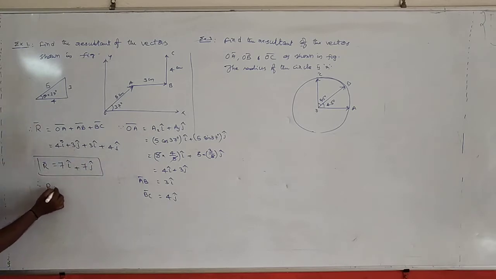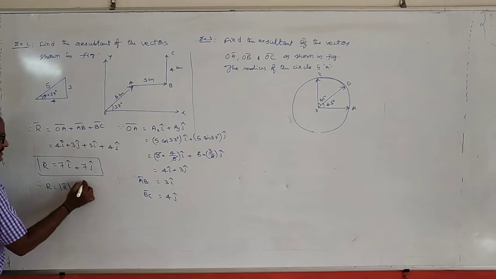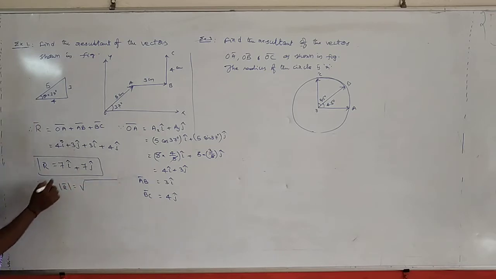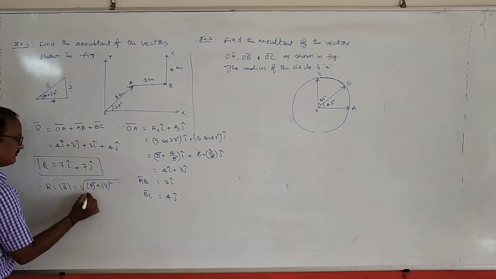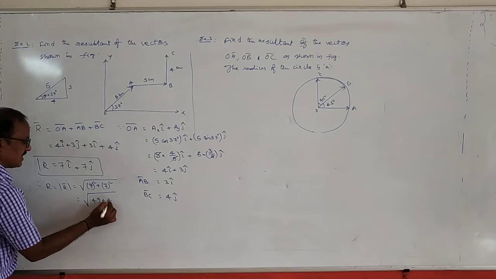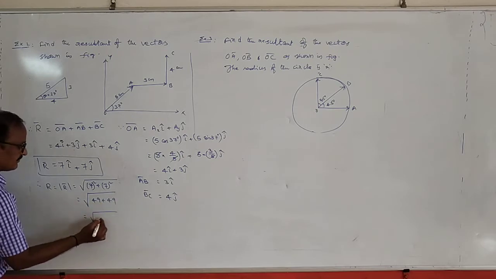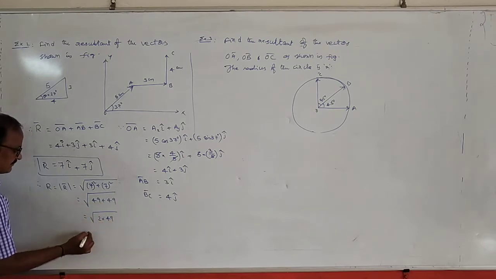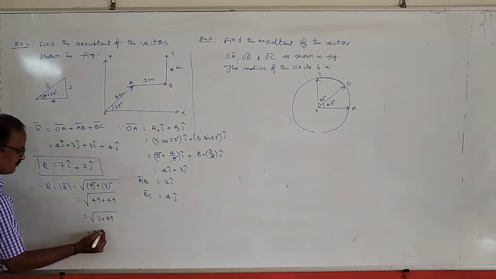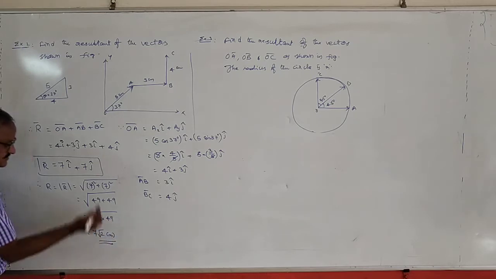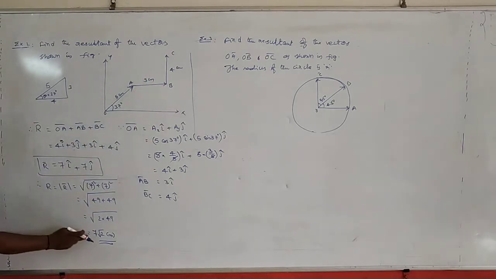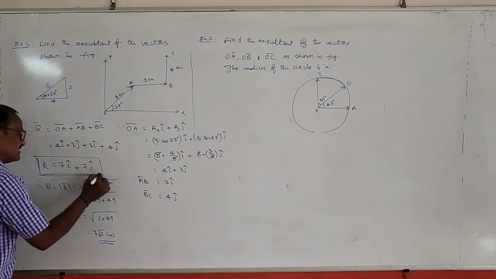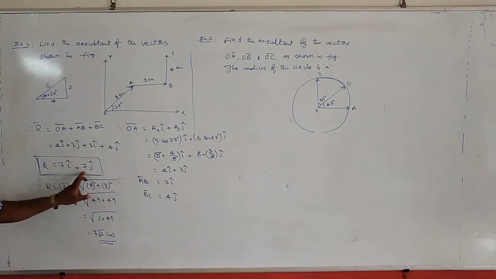The magnitude of the resultant is given by R equal to modulus of R bar, which is root of AX square plus AY square, means root of 7 square plus 7 square, root of 49 plus 49, or root of 2 into 49. Root 49 is 7, so 7 root 2 centimeters. The resultant magnitude is 7 root 2 centimeters and the resultant vector is 7i cap plus 7j cap. So this is the solution of the first problem.